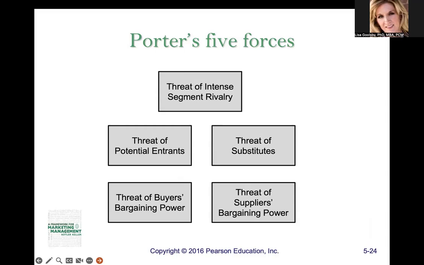There's the threat of buyers' bargaining power, and that could definitely happen with coffee beans. And then the threat of suppliers' bargaining power. So those things all come into play when you're looking at your strategies within the business buying behavior as well as consumer buying behavior.